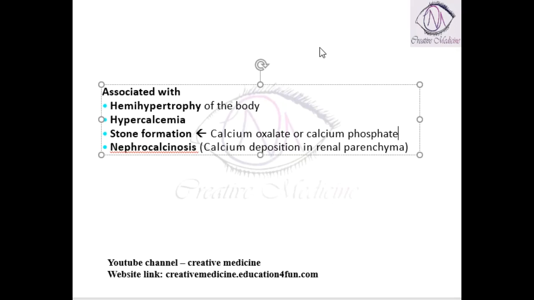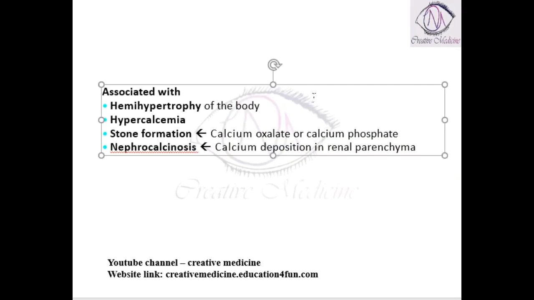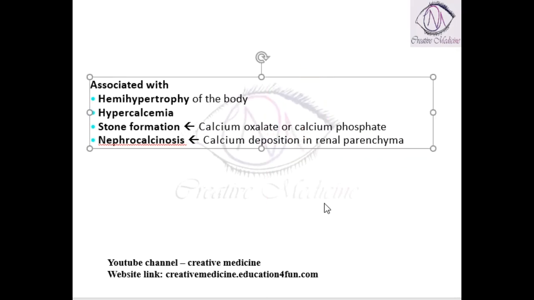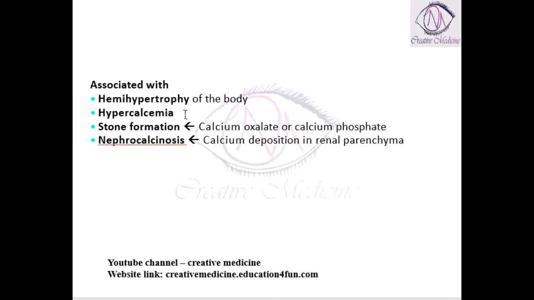Whenever there is increased calcium excreted in the urine, there is supersaturation of calcium in the urine, and this calcium combines with oxalates and phosphate, resulting in calcium oxalate or calcium phosphate stone formation. Because it is excess in amount, calcium even deposits into the renal parenchyma, resulting in nephrocalcinosis. So in medullary sponge disease, hemihypertrophy of the body, hypercalcemia, stone formation and nephrocalcinosis are seen.